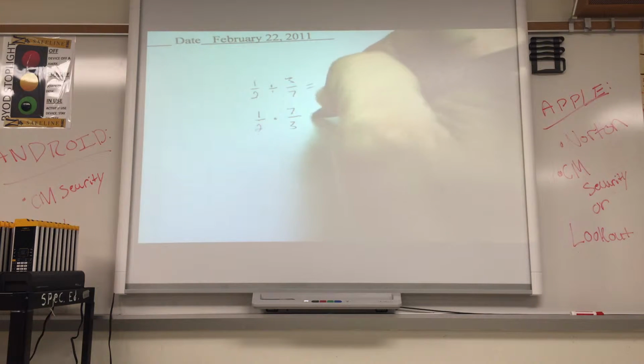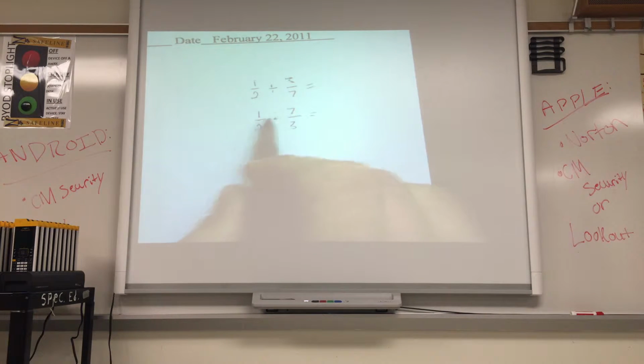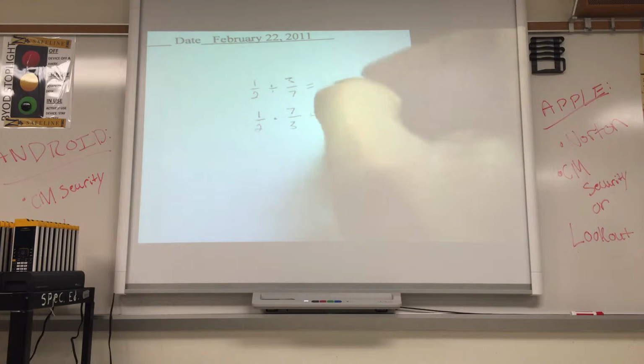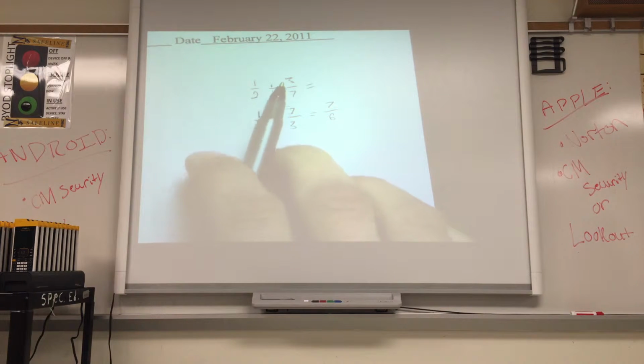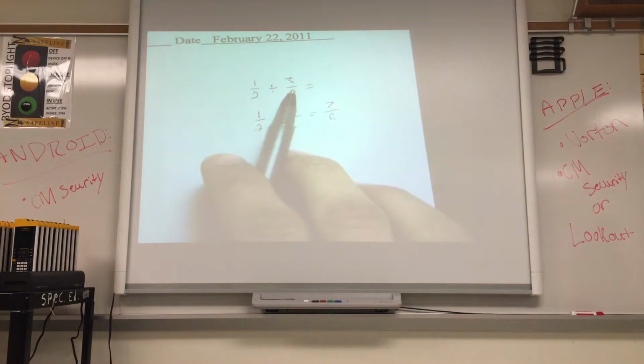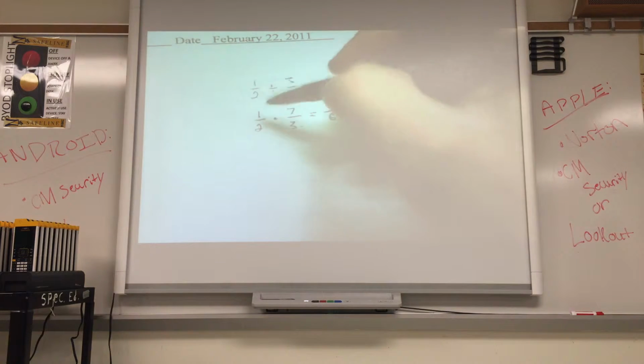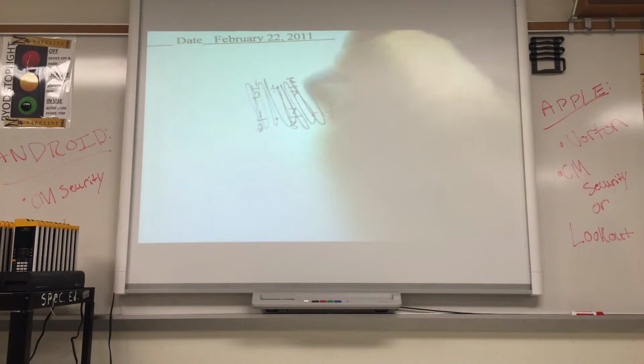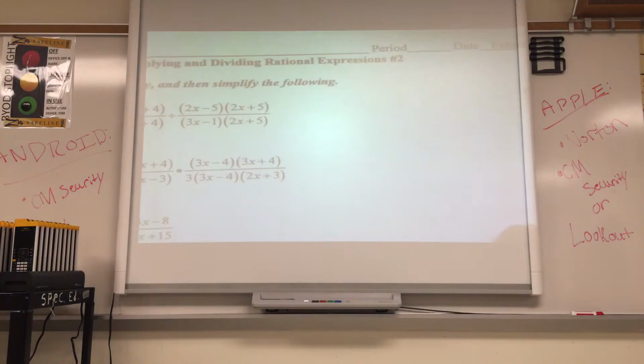And when you multiply fractions, you just multiply straight across. So it's really simple to multiply. So 1 times 7 is 7, and 2 times 3 is 6. So 1/2 divided by 3/7 is 7/6. And the way you do that is you multiply by the reciprocal of whatever you were dividing by initially. Okay, so now with that explained, we're going to apply the same logic to this right here.